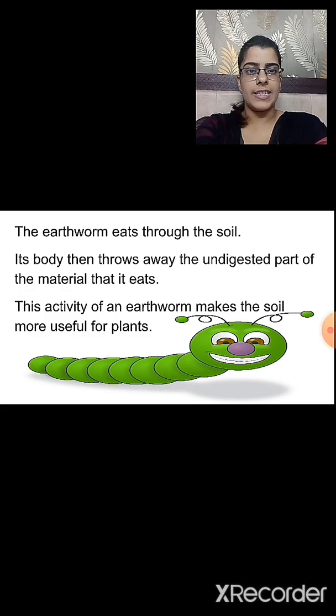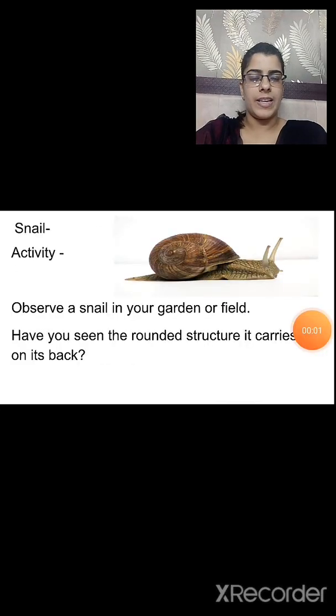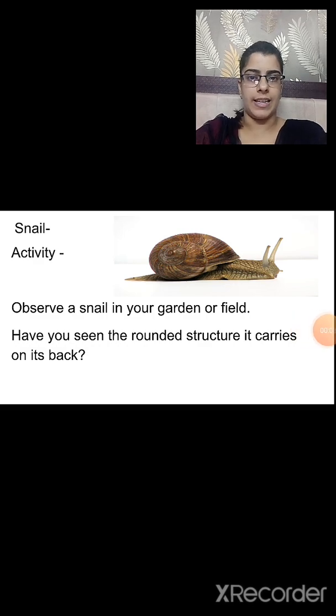So this activity of the earthworm is very useful for the plants as they make the soil more fertile. And even the earthworms are known as the farmer's best friend. Now let us study the movement of the snail.